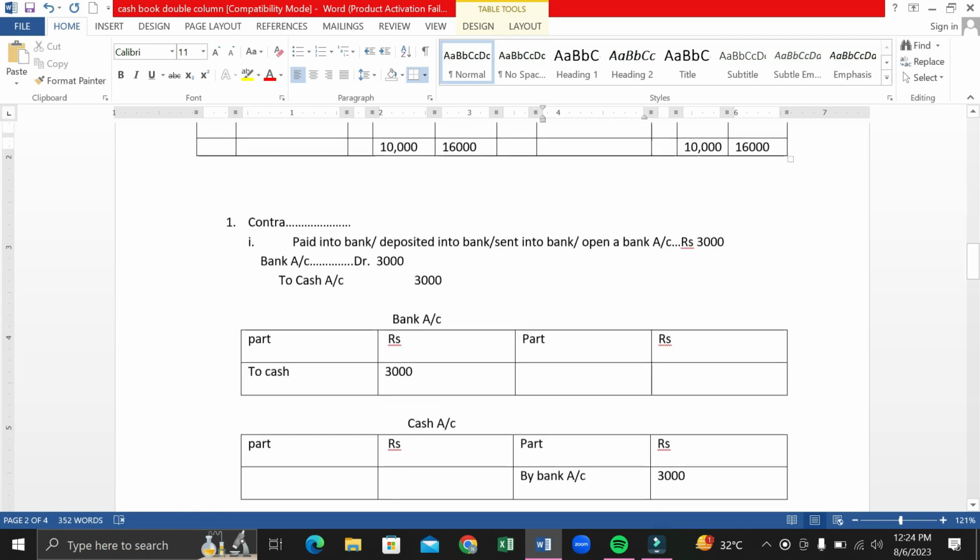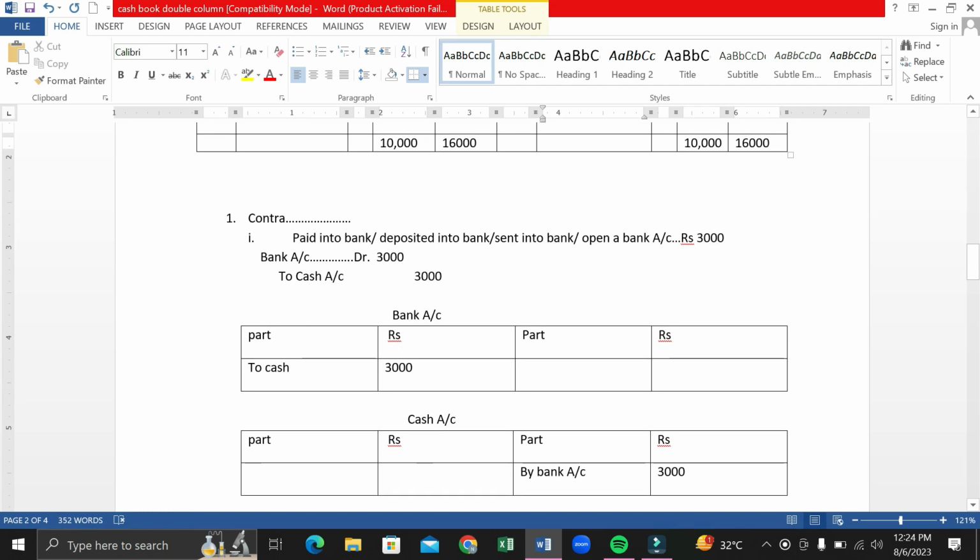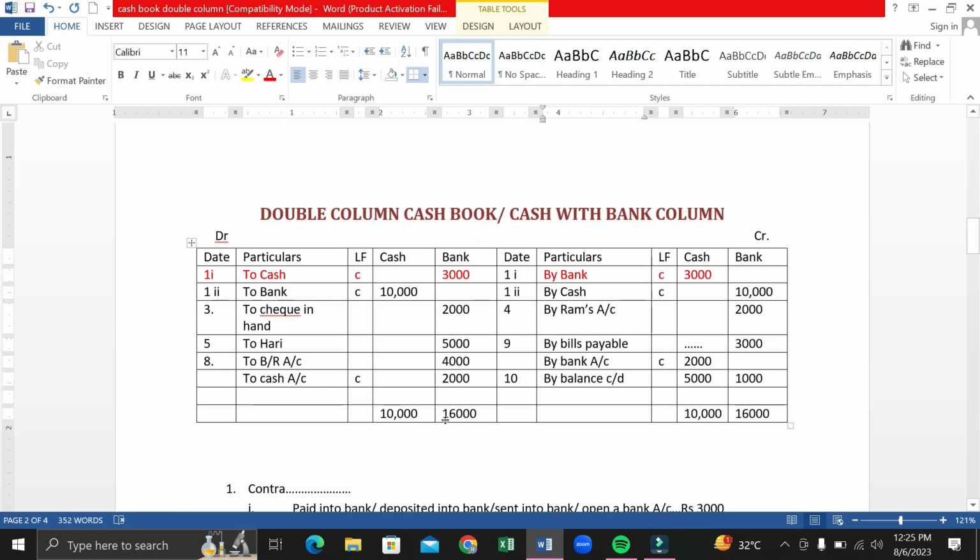The reason is due to these particular ledgers, because when we prepare a ledger for a bank, we will use a cash and the amount will be transferred in a bank column. When we prepare a cash account, in that one condition we will transfer the amount by bank and the amount will always be transferred in a cash account itself. So this is the basic one of the first entry.